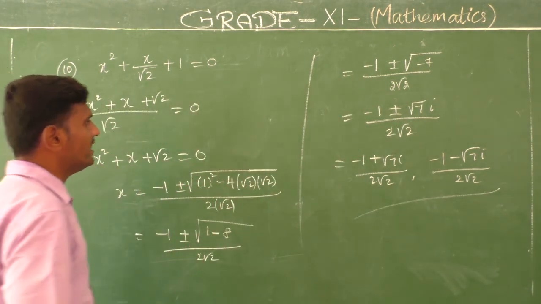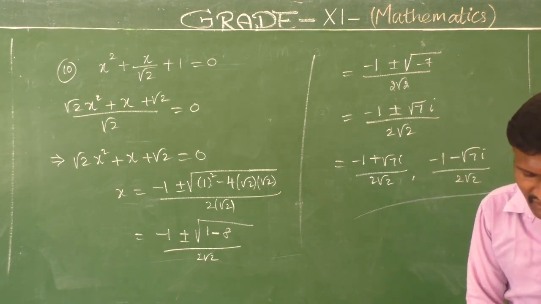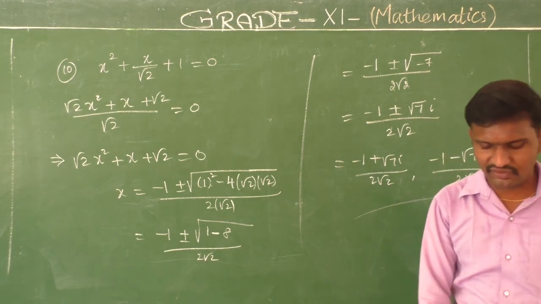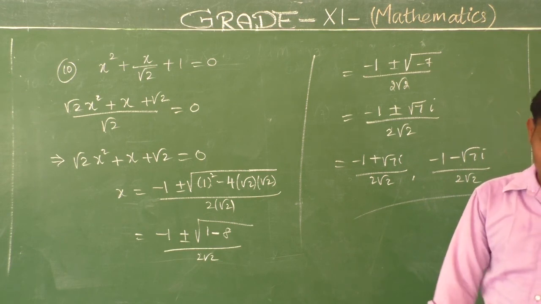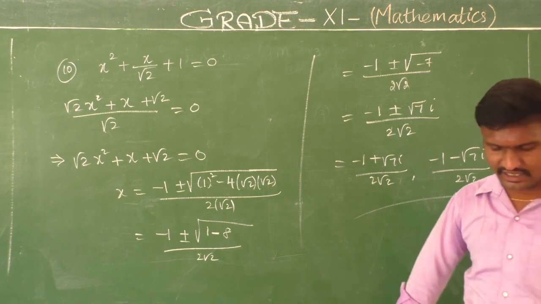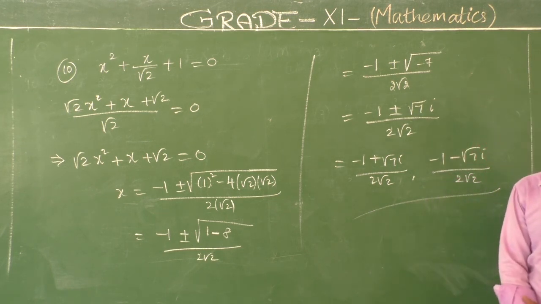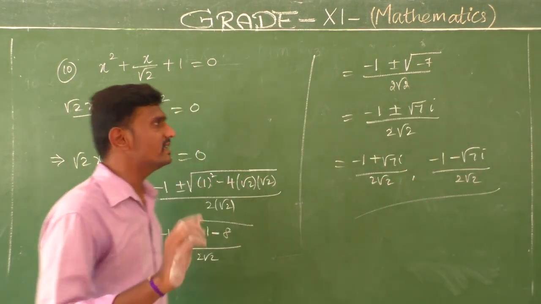Okay. So students, today's class is going to be completed now. Then you have the homework for exercise 5.3. The page number is 109. You have the exercise 5.3, so complete all the sums in exercise 5.3.